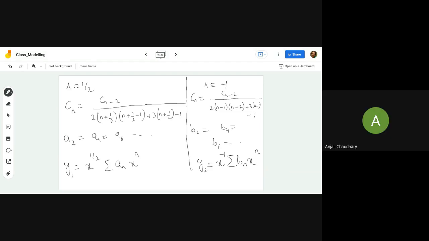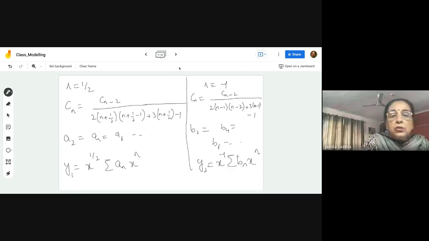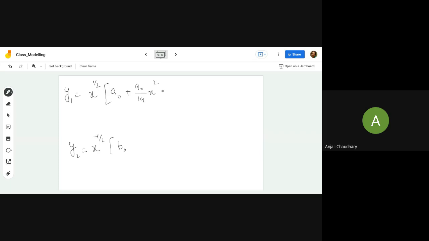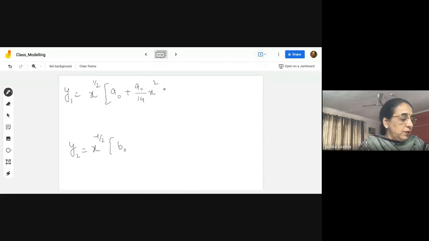Ma'am, A2 is A0 by 14. So A2 means it's going to be plus A0 by 14 x square. And what will be A4?